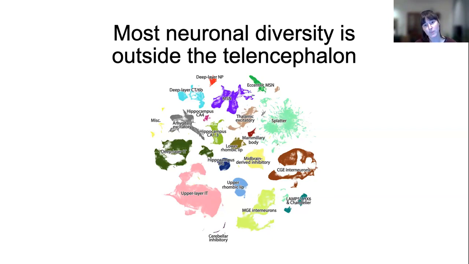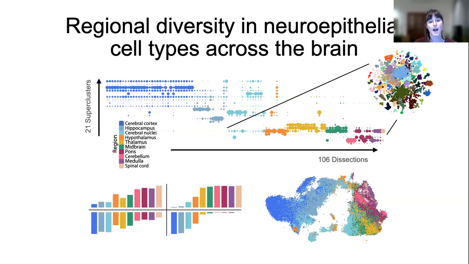And if we sampled these neurons more deeply, we would start to see them form their own islands on the T-SNE and likely form new superclusters. And so in conclusion, one of the major findings of our paper here is that regional diversity is found in all neuroepithelial cell types across the brain. And this is especially true outside the telencephalon, where we have a lot more to learn. And this will require probably much deeper sampling, which I know the Allen Institute is already taking on.